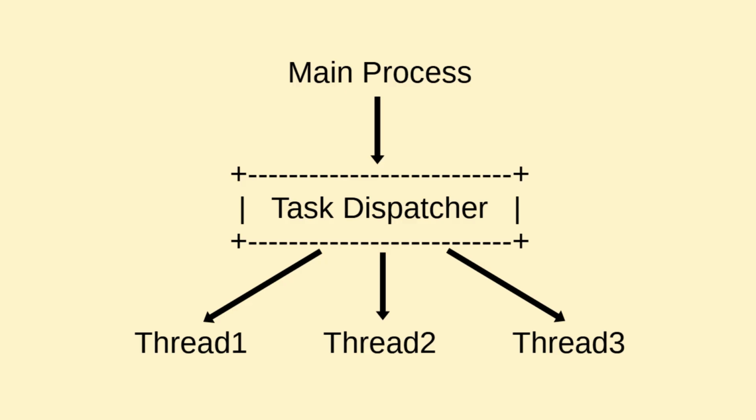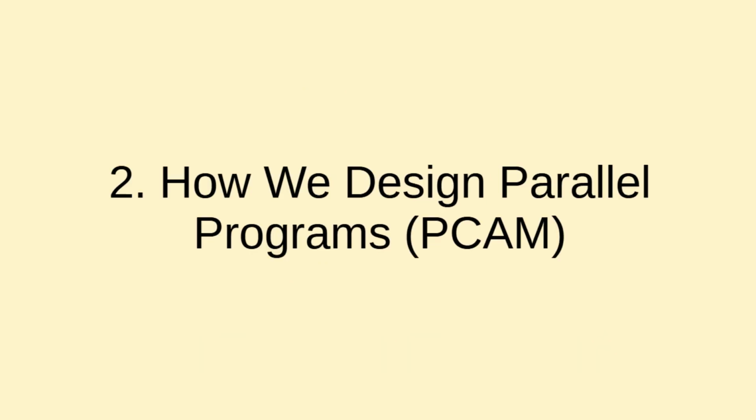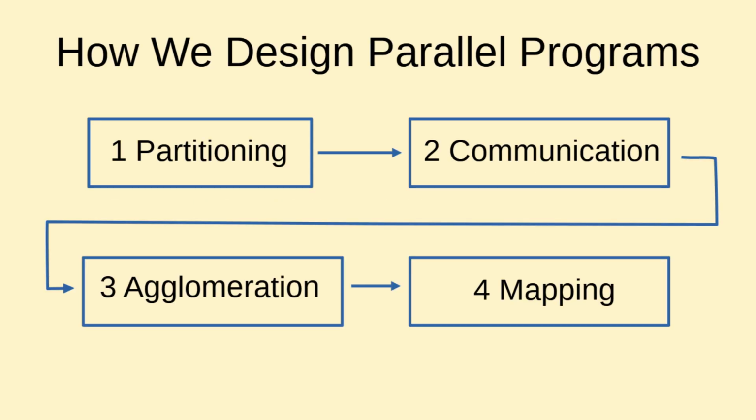So the key idea is simple. Instead of one execution flow, we divide work into multiple flows running simultaneously. This is the foundation of everything we are going to discuss today. Now the important question is, how do we design such parallel programs systematically? For that we use a simple framework called PCAM. PCAM stands for partitioning, communication, agglomeration, and mapping. These are the steps we follow to properly design parallel algorithms.